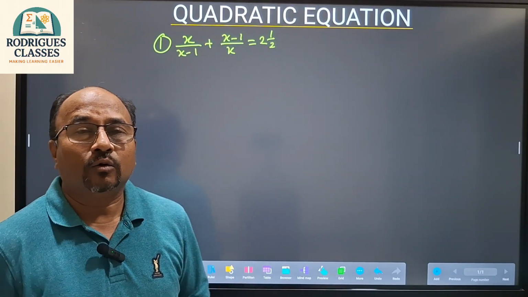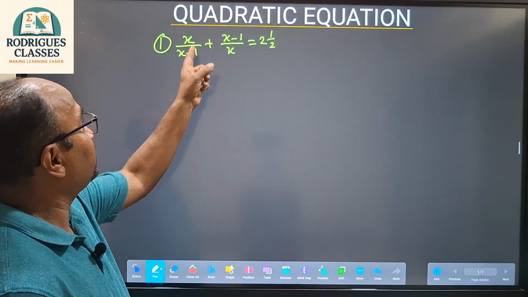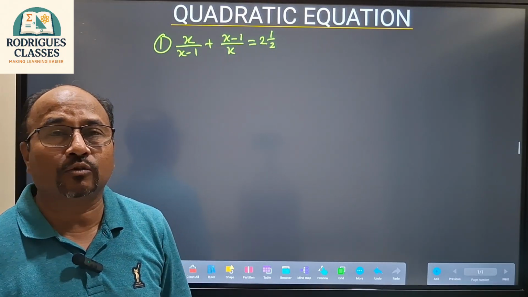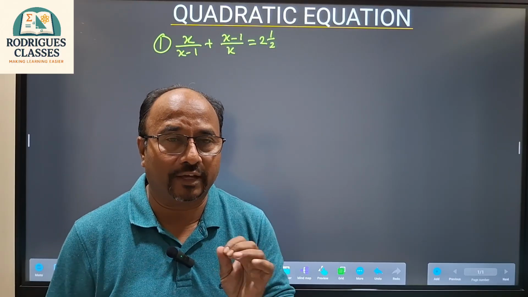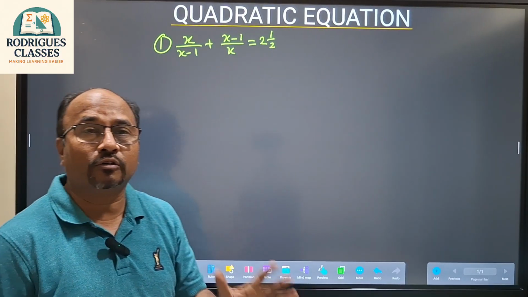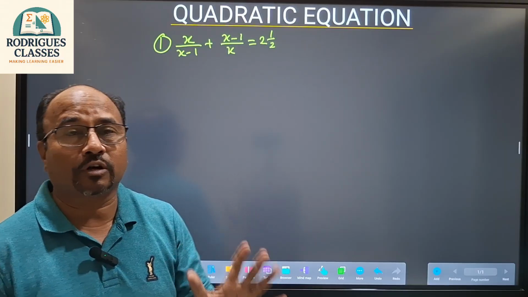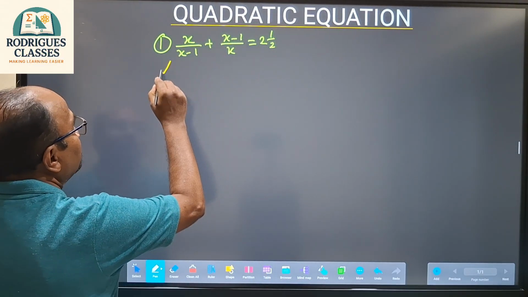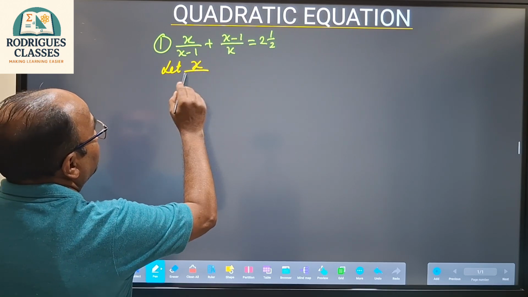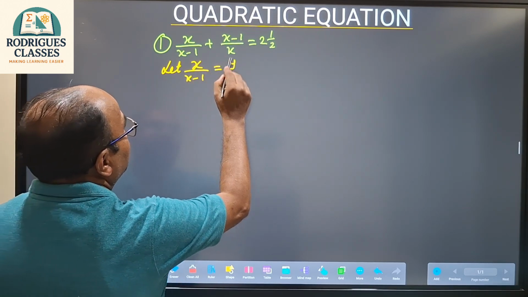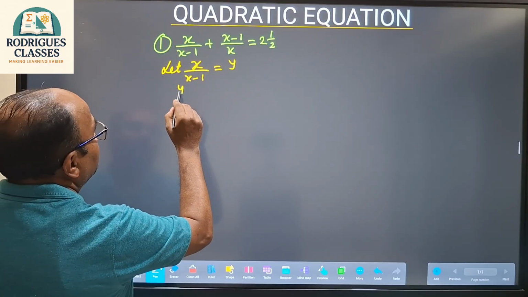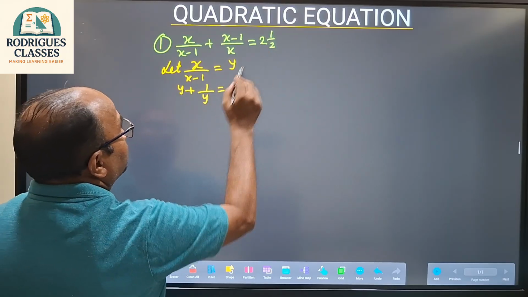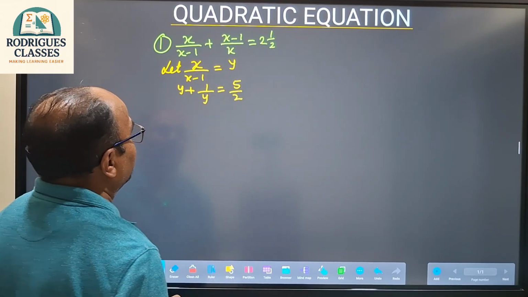So let us now take this question which I have taken here. x by x minus 1 plus x minus 1 by x is equals to 2 1 by 2. We have to solve and get the value of x. If you take a proper look, what do you find? One of them is the reciprocal of the other. So it's better to assume them. Let x by x minus 1 be equal to y. So this is just the reciprocal, which gets written as 1 by y, and this mixed fraction becomes 5 by 2.